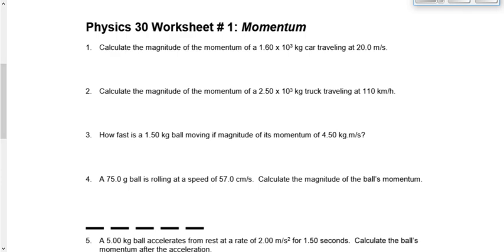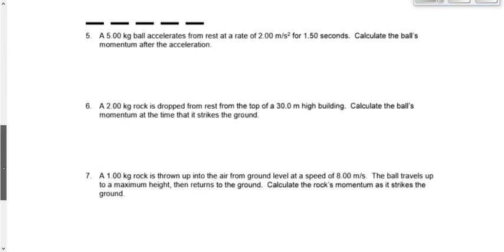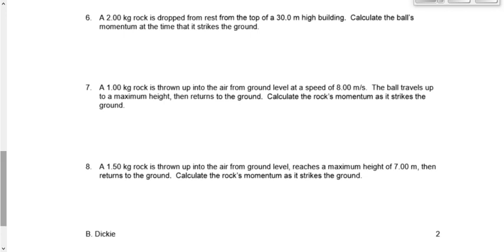We had worksheet number 1 for homework last night. We did the first handful of questions in class, but we assigned the rest of it for homework last night. Let's take a look at 6, 7, and 8 on that worksheet, starting with number 6. It says a 2.00 kilogram rock is dropped from rest from the top of a 30-meter high building. Calculate the ball's momentum at the time that it strikes the ground.